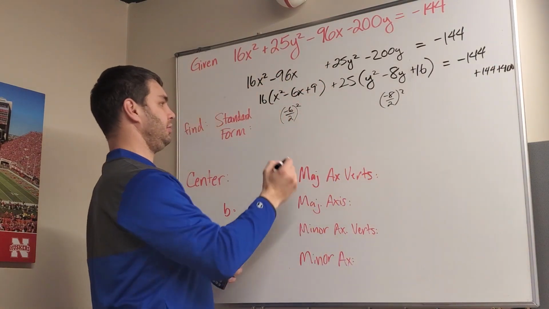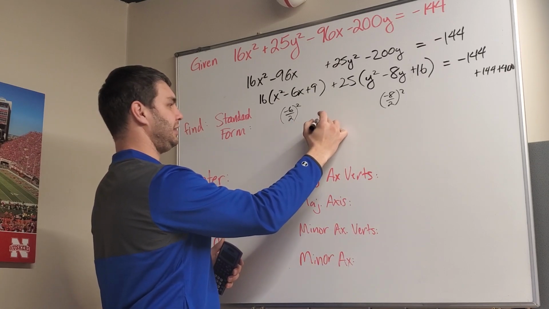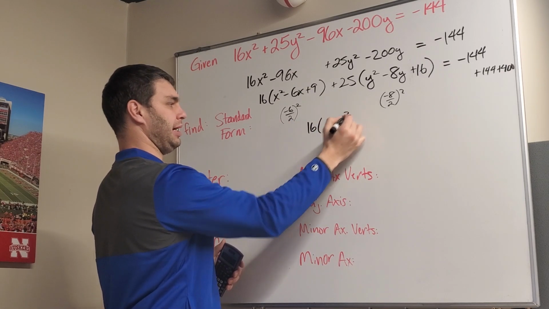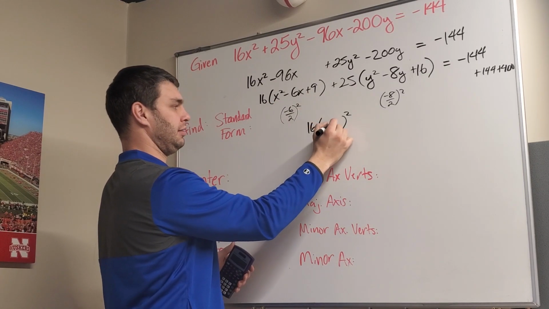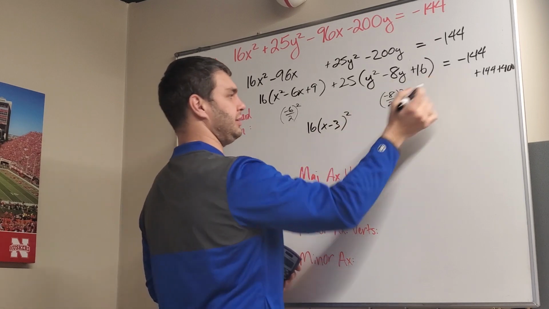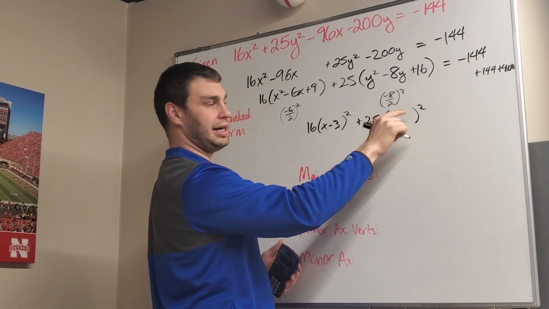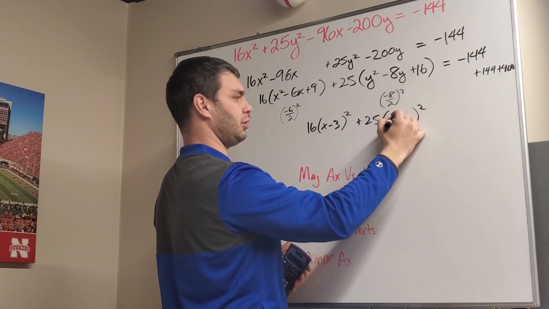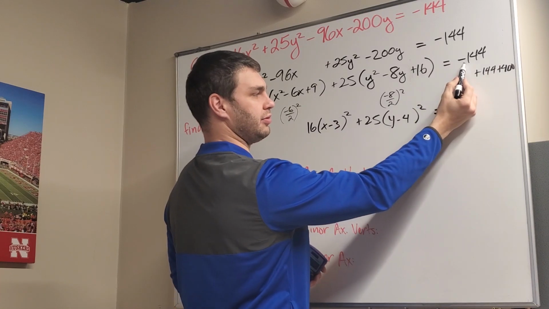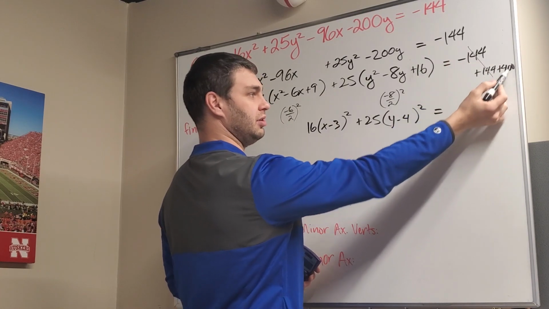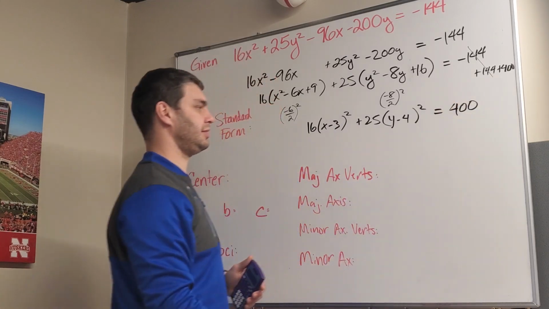So what did that do? Over here, I'm kind of running out of room, but that leaves me with 16 times my binomial squared, which would be x minus 3, and then plus 25 times the binomial squared for the y's, y minus 4. And on this side, negative 144 plus 144, those cancel, leaving me with just the 400 that we added over. So 400 like this.